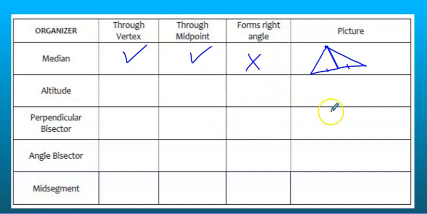Okay, altitude, let's talk about what that looks like. We'll draw maybe a triangle like this, and then we'll do from the vertex down, and it makes a right angle. So we'll draw a little right angle there. Okay, through the vertex, yes. Through the midpoint, no. It doesn't necessarily go to the midpoint of the opposite side. Forms a right angle, yes. Perpendicular bisector.